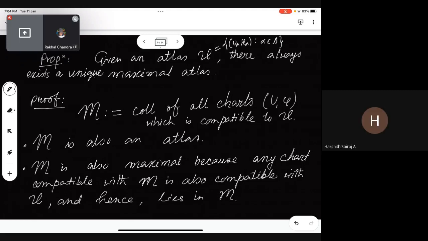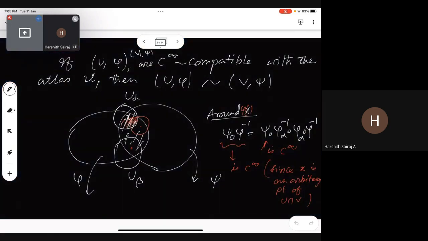Sir, I think I'm having confusion in the first point. How do we say that M is also an atlas? What is the definition of an atlas? What are the conditions? Sir, any two given charts should be compatible. Yes. So compatible, and it should cover M. The U alpha should cover M. So the charts cover M because U is already an atlas. All right. So C infinity compatibility comes from here, right? Oh, yes, sir.